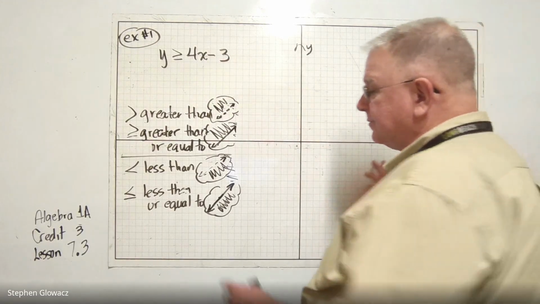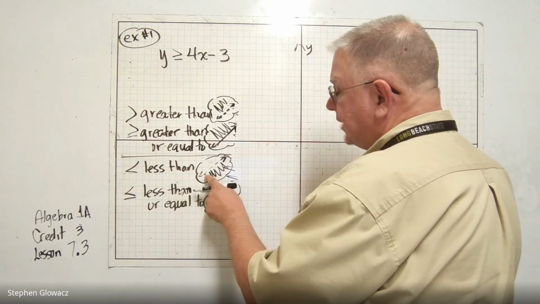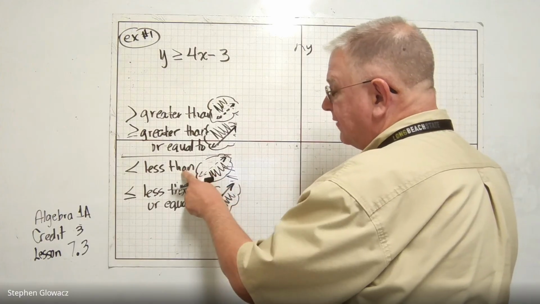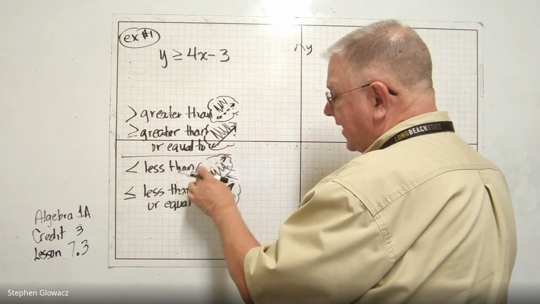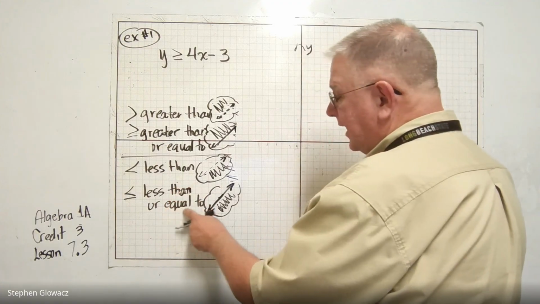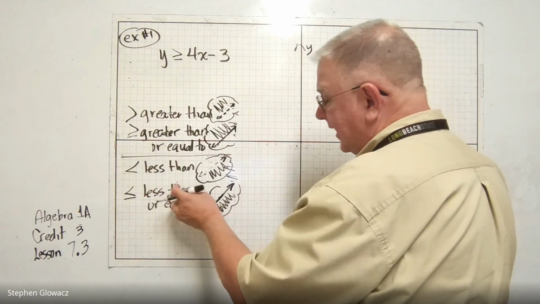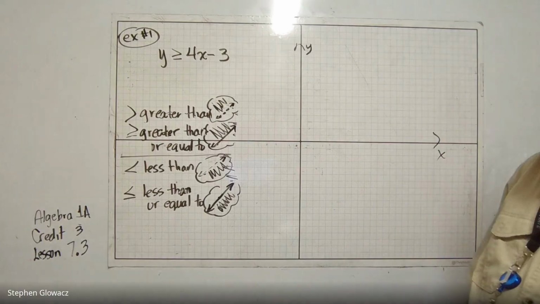Our other two possibilities, less than and less than or equal to. Less than, we're shading below the line, but if it's only less than, we're not including the line, and so we indicate that again with a dashed line. Less than or equal to means we have a solid line, and again, less than, we're shading below the line. All right, so let's take a look at how we graph this.